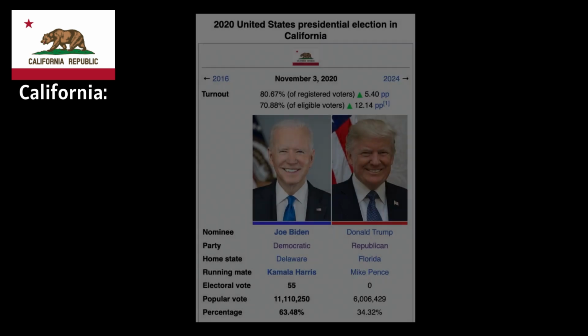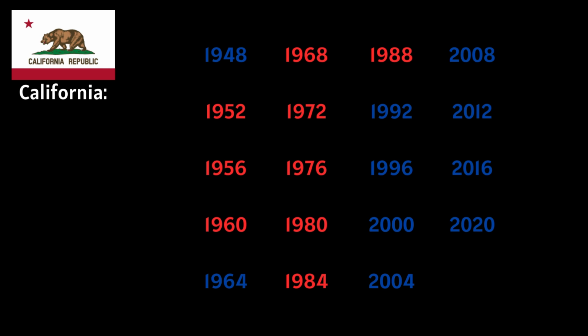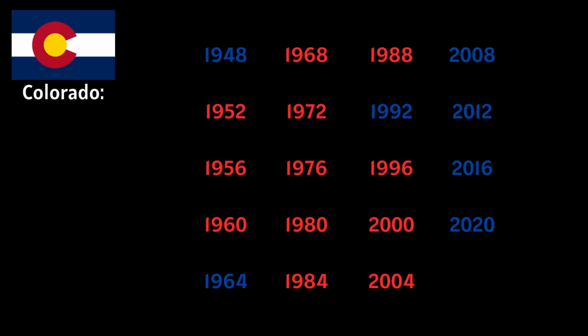California is a state that currently holds the most electoral votes and is known for being a Democratic stronghold, but historically was pretty divided. California has voted Republican 9 times and Democrat 10 times, but has voted blue in every election since Clinton in 1992. Colorado has voted for a Republican 12 times and voted for a Democrat 7 times, but has voted Democrat in the last 4 elections and is expected to remain blue in 2024.